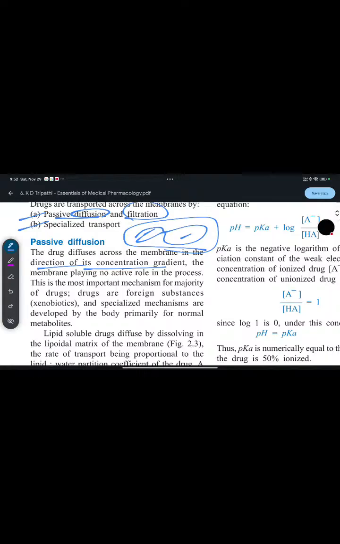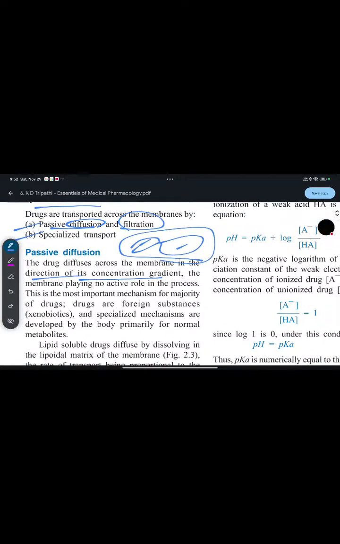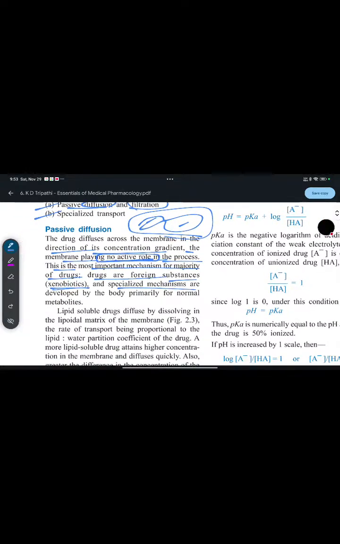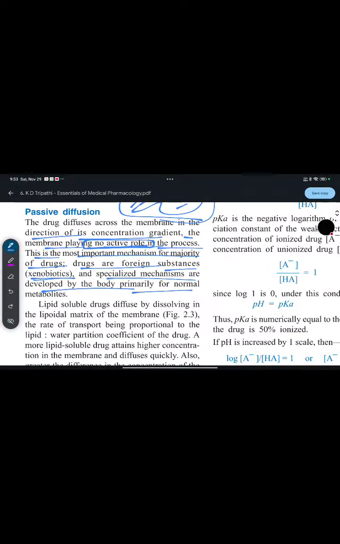So movement of any substance from high concentration to low concentration without the expenditure of energy is called passive diffusion. So the membrane plays no active role in the process. This is the most important mechanism for the majority of drugs. Drugs are foreign substances, they are called xenobiotics. Specialized mechanisms are developed by the body primarily for normal metabolites.